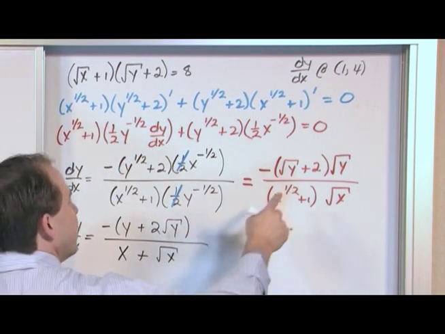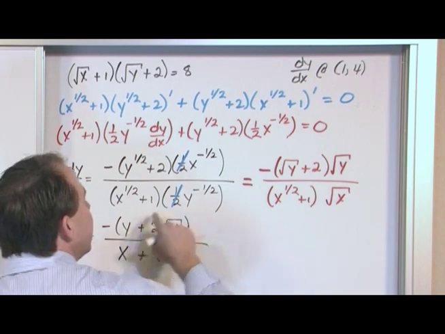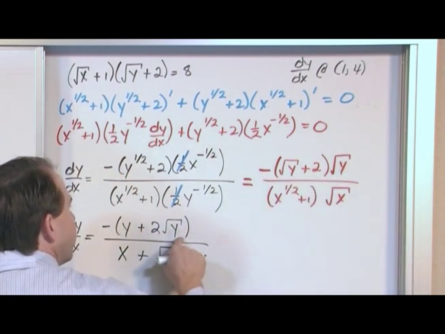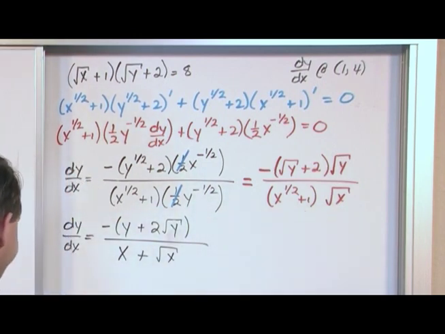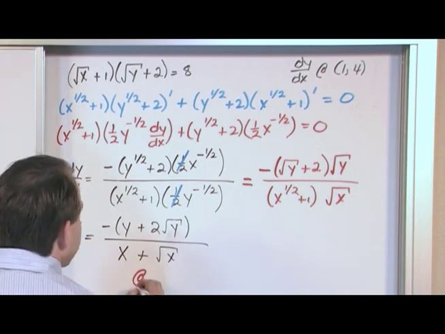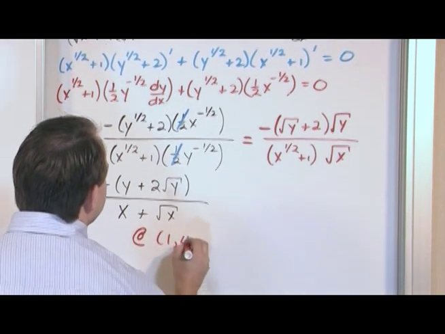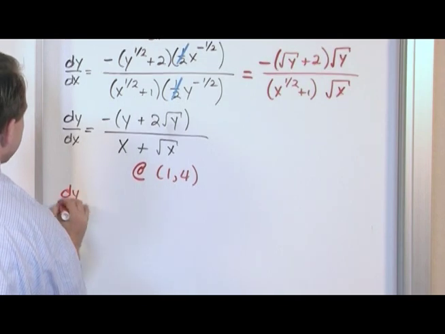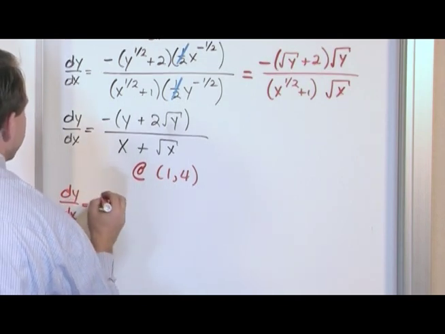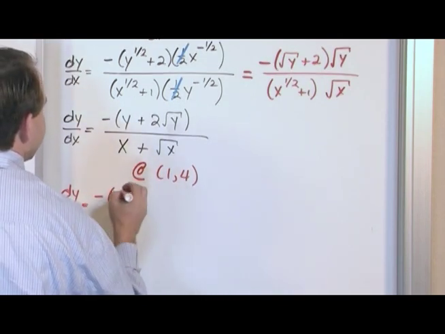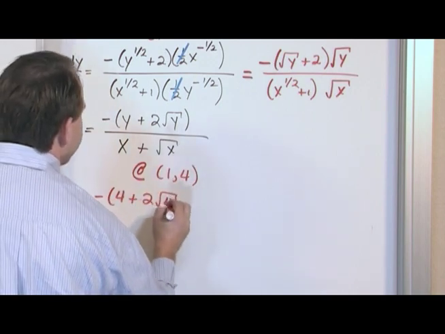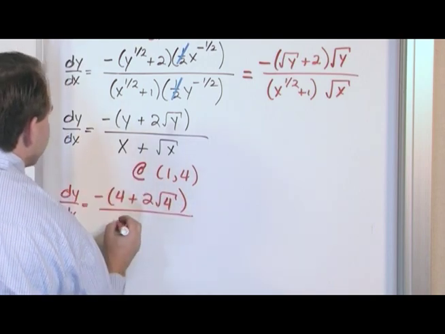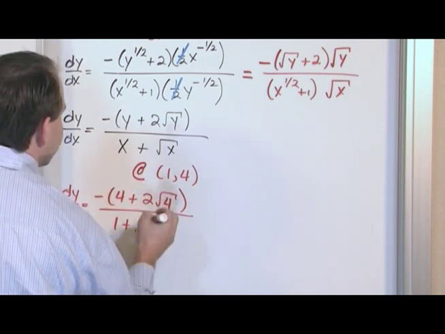The only thing going on here is we multiply this in here, that gives us y. This gives us 2 times the square root of y. This gives us x, and this gives us the square root of x. So this really is the answer. But if you're interested at the point 1 comma 4, then dy/dx is equal to negative y, which is 4, plus 2 times the square root of y, which is 4. And on the bottom, you'll have x, which is 1, plus the square root of x, which is 1.